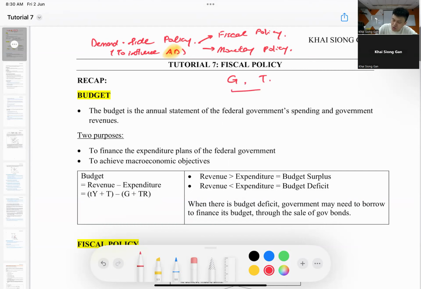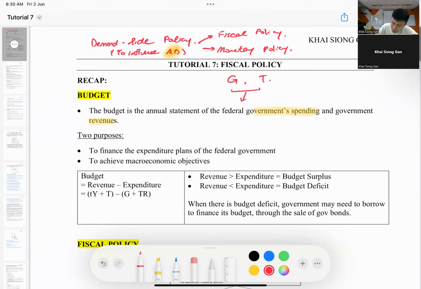Now, where are these two things usually released or announced? They will be announced in every year's annual budget. Okay, so what is a budget? Budget is an annual statement of the government spending as well as the government revenue. So it is a statement to tell people what they are going to spend for the next year, and also what will be the changes in terms of taxation that determines the government's revenue.